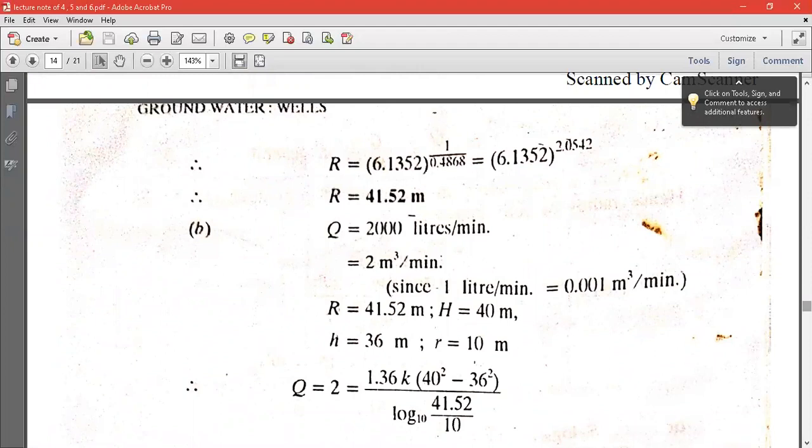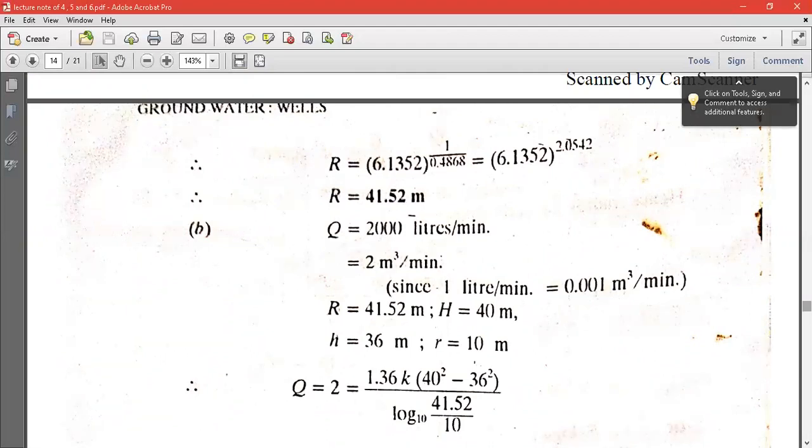Now R, just now in the part 1 answer we have found out 41.52 meter. H is fixed, that is the thickness of the aquifer, the water level before the pumping, that is given in the question as 40 meter. So capital D is given, capital H is given, small h. Suppose we are considering the well which is placed at 10 meter, that means R equal to 10 meter. Then the drawdown is 4 meter. So what is h? h is 40 meter minus drawdown, that is 40 minus S, 40 minus 4, that is 36.